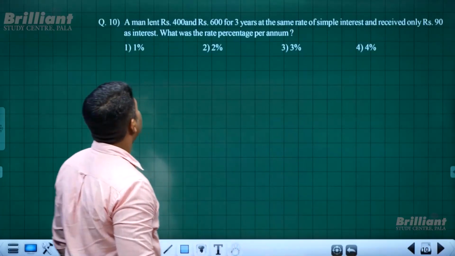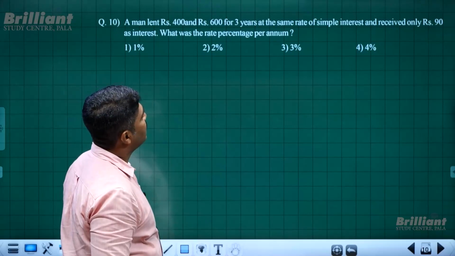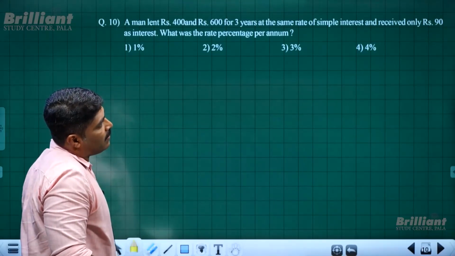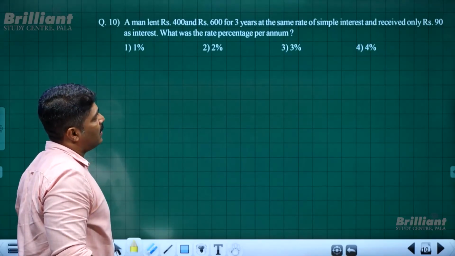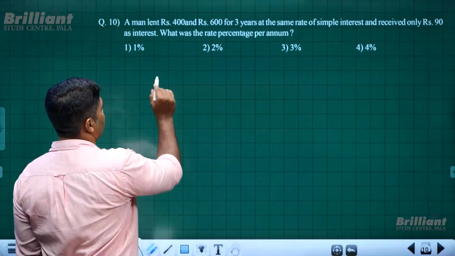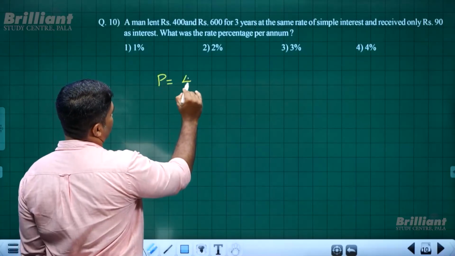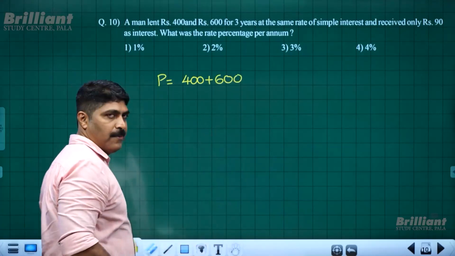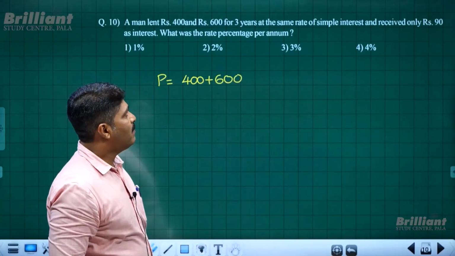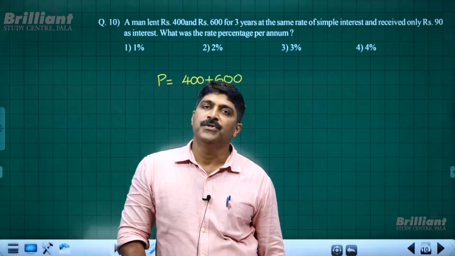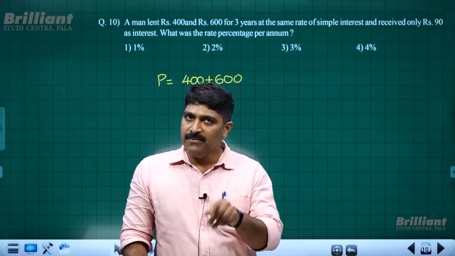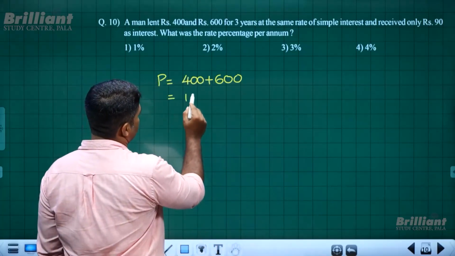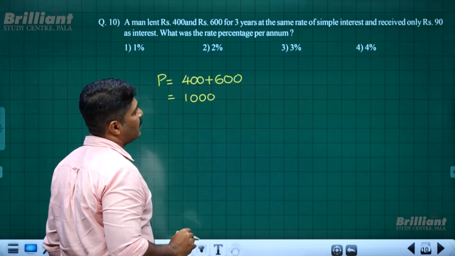So now the next question. A man lent 400 and rupees 600 for 3 years, the same rate of simple interest, and received only rupees 90 as interest. What was the rate % per annum? Here we consider what was the principal. We have two amounts, 400 and 600. That's a tricky concept for confusing you. You can consider it together because those two amounts are lent at the same rate of interest. Therefore, we can club it together. So that is simply rupees 1000.